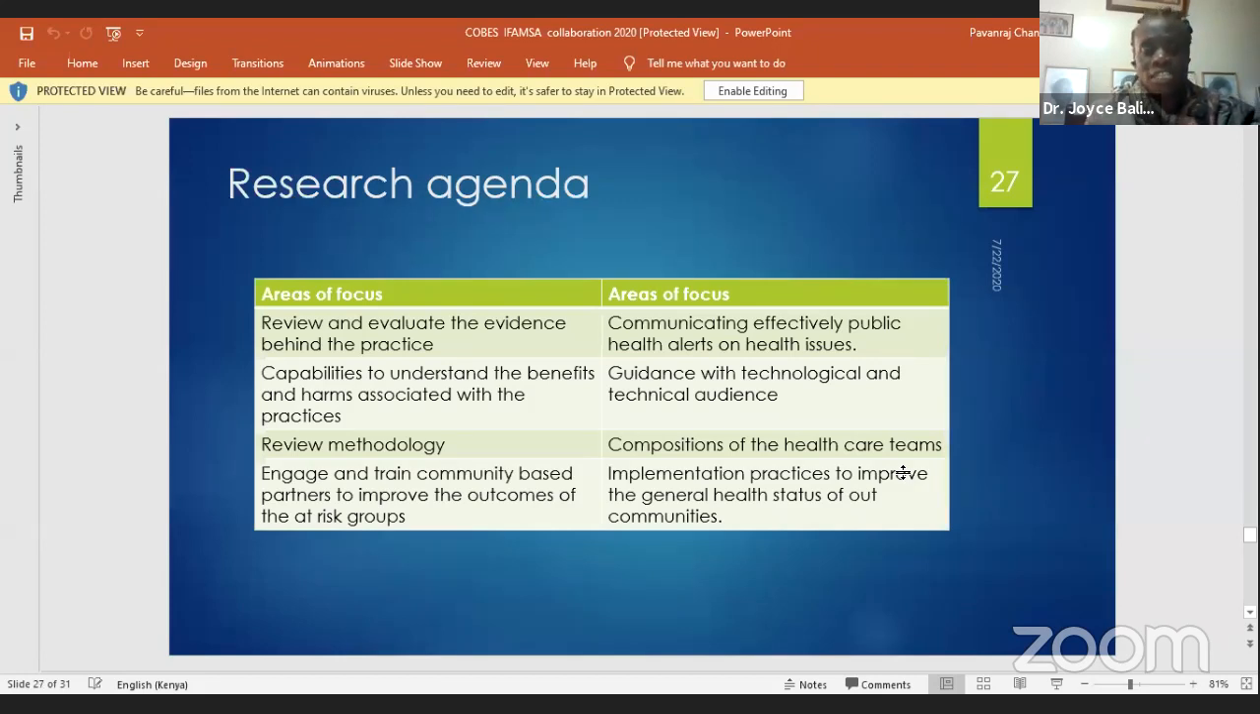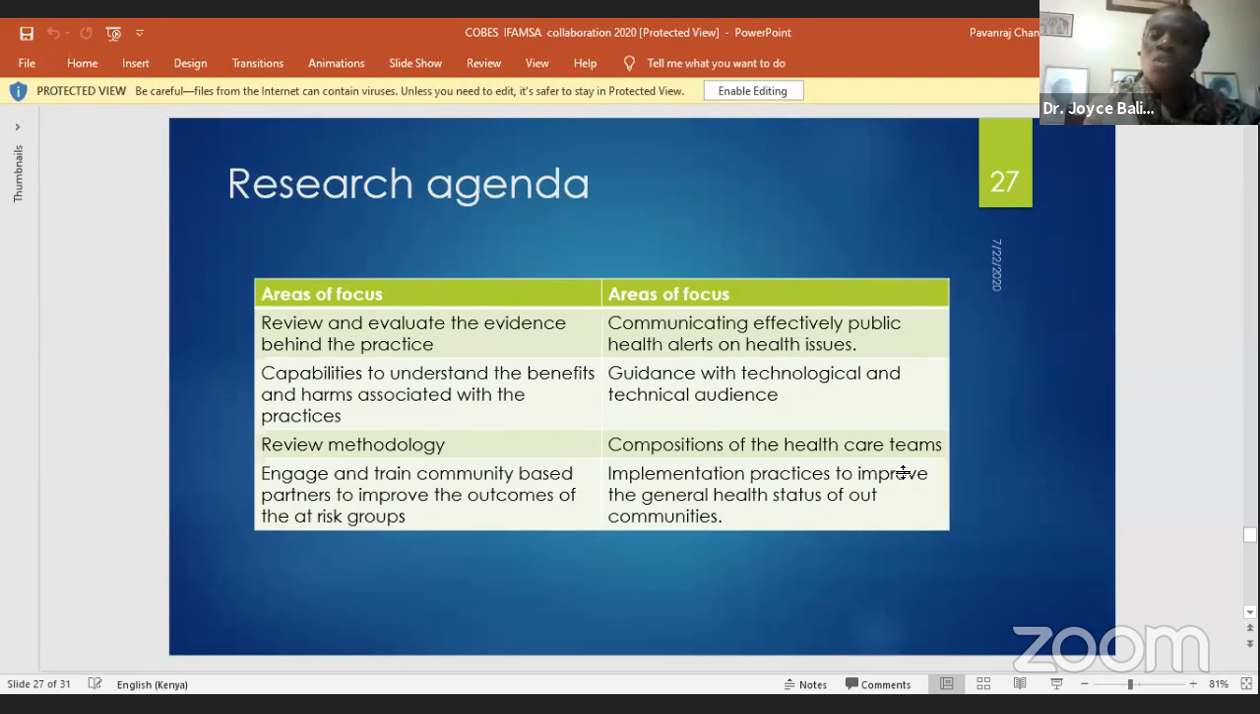So what is our research agenda? I felt there's a need for us to outline it clearly. So how best we, the leadership of IFAMSA, we think we need to review and evaluate the evidence behind the practice. And what is that evidence behind the practice? I have outlined the scope of work. Then the capabilities to understand the benefits and harms associated with the practices. Each of those scope of areas we have dealt with have their benefits and harmful practices which we have been engaging in. Review methodology. As we acquire these research skills, we have to review our methodologies.